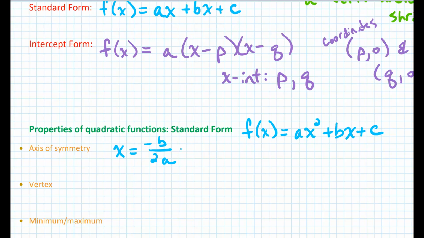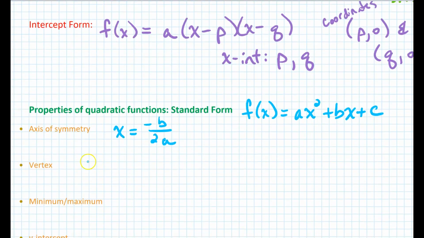And if we recall, the vertex is always going to be on the axis of symmetry. So if you found the x value, how would you find the y value? You just plug it in. So the vertex will be negative b over 2a, and using our function notation, we plug in negative b over 2a into the function. And we get that coordinate. So whatever you get for negative b over 2a, plug into the function. Yep, and that's going to give you your y value.